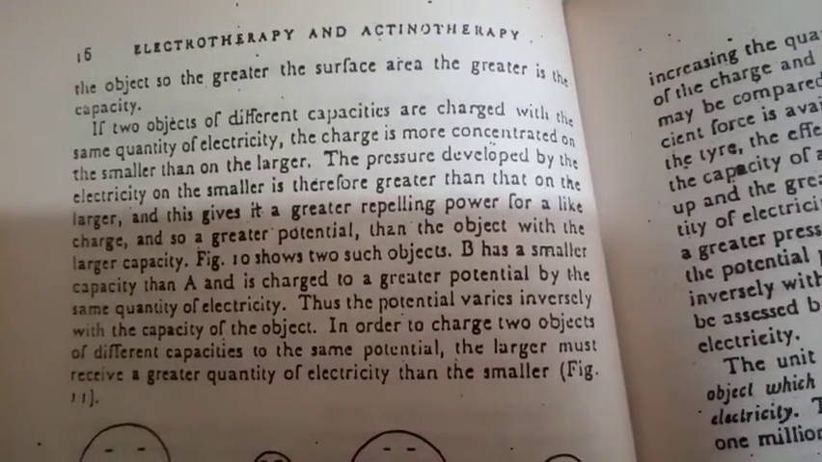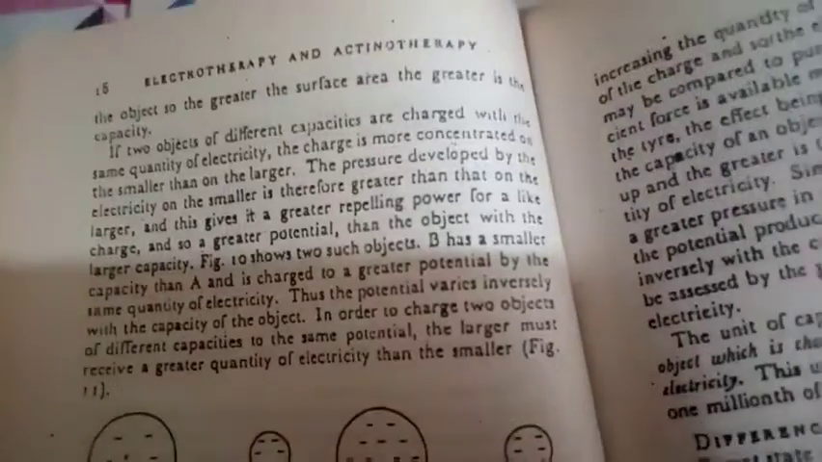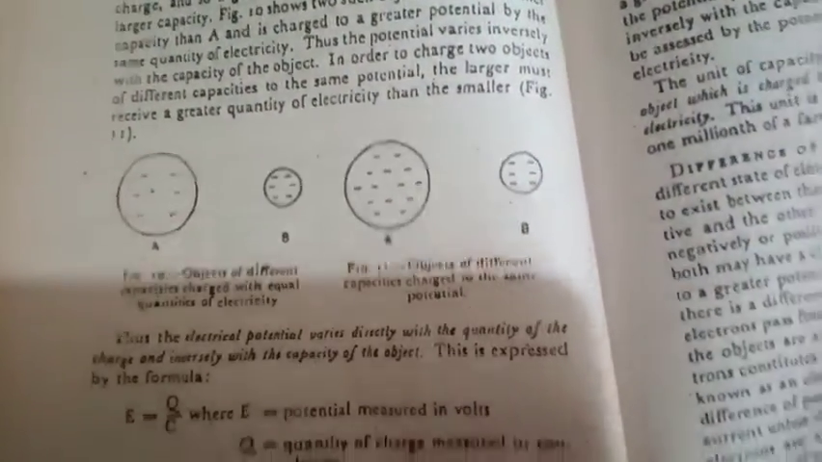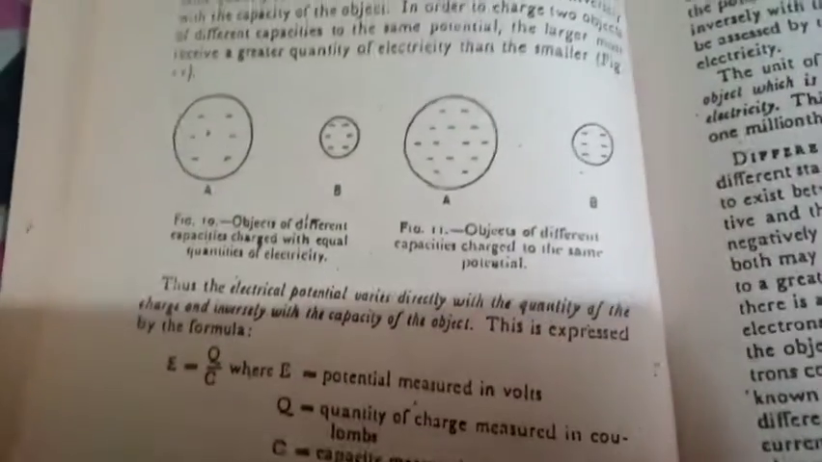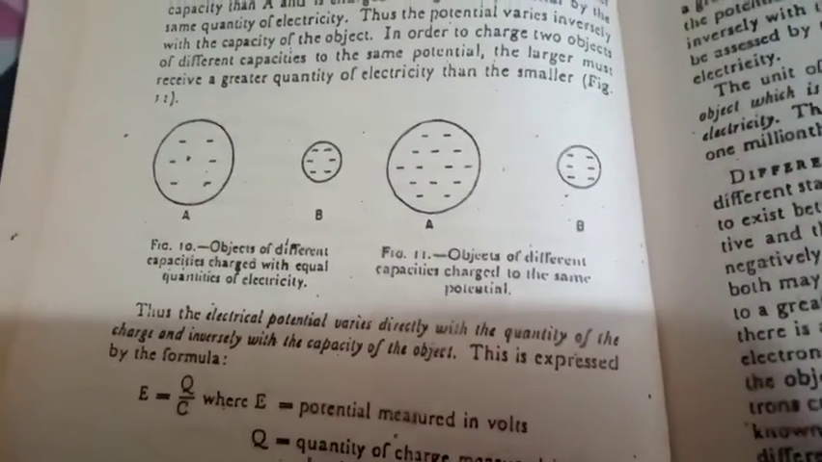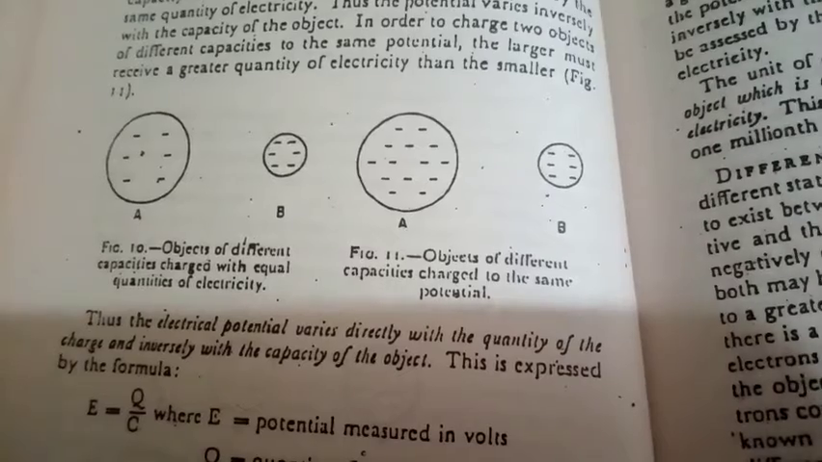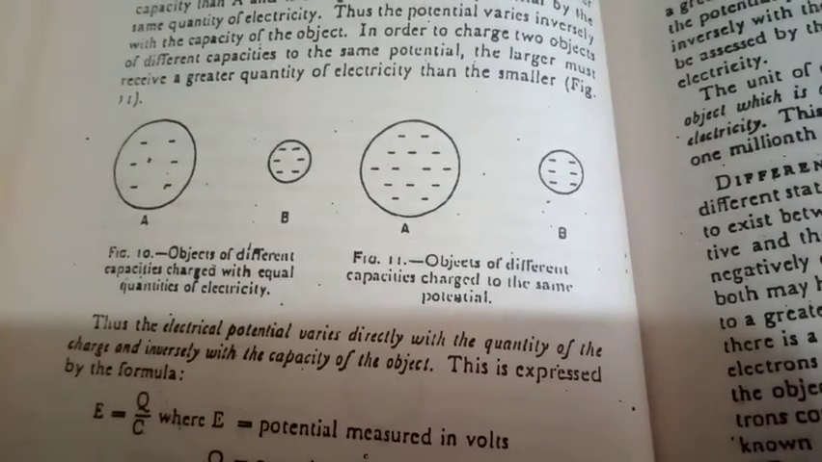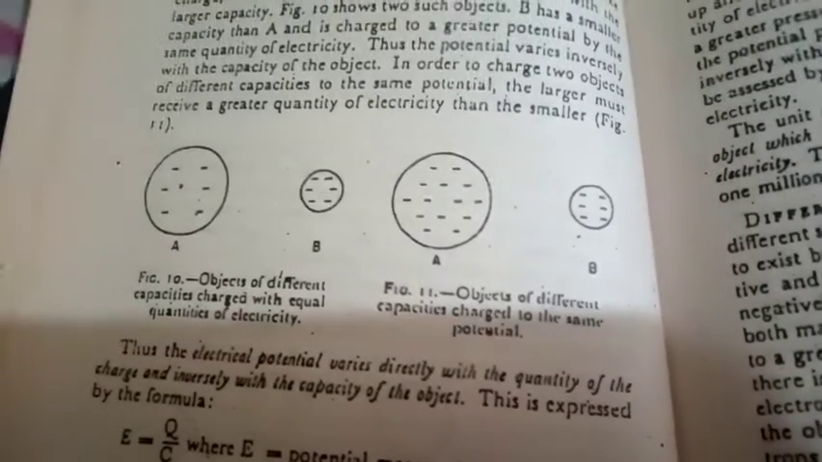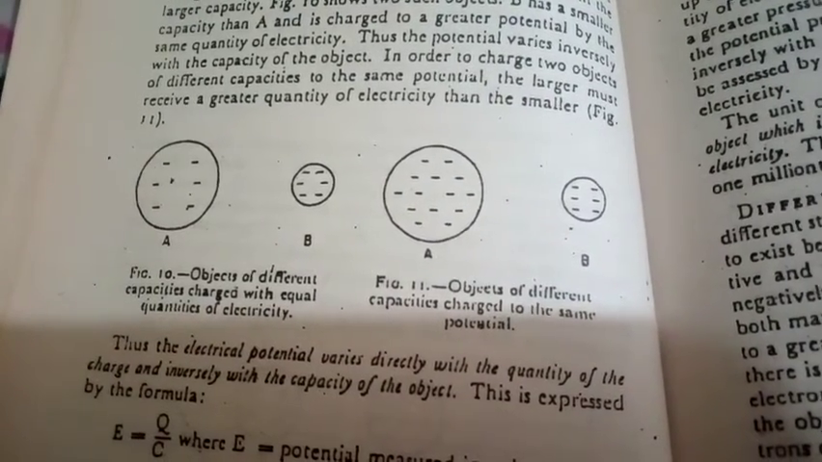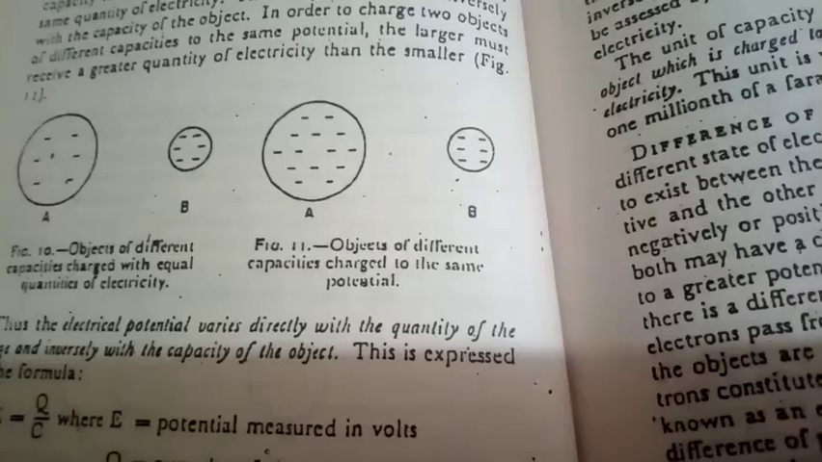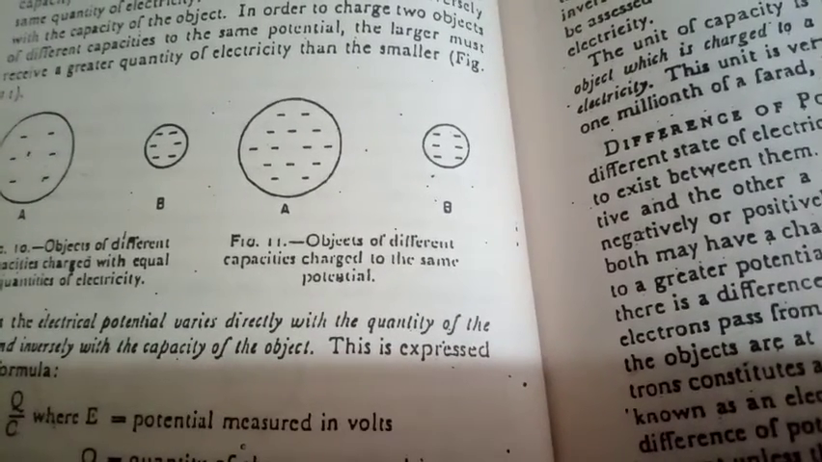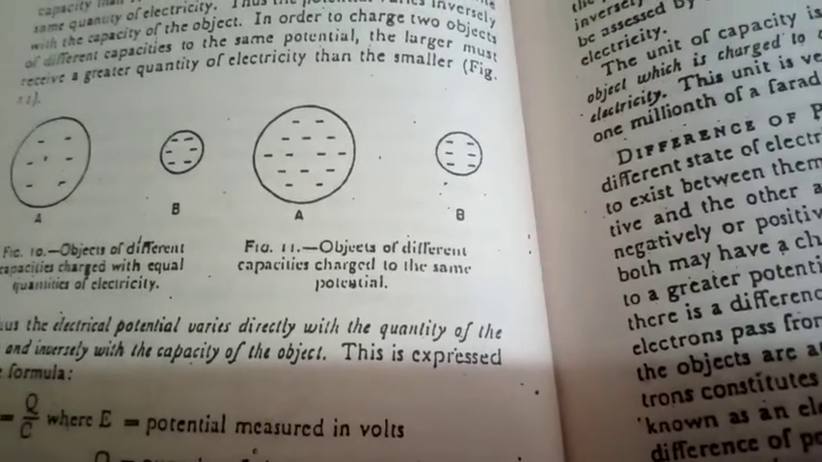In order to charge two objects of different capacity to the same potential, the larger must receive a greater quantity of electricity than the smaller. उसके बाद हमें यहाँ पर जो है डायग्राम में पता चल रहा है कि जो A और B है, फिगर 10 जो है इसमें है ऑब्जेक्ट ऑफ डिफरेंट कैपेसिटी चार्ज विद द इक्वल क्वांटिटी ऑफ इलेक्ट्रिसिटी. ठीक है, इनका साइज़ डिफरेंट है, लेकिन अगर चार्ज की बात करें दोनों में 6 है. लेकिन दूसरे में अगर हम बात करें ऑब्जेक्ट विद डिफरेंट कैपेसिटी चार्ज टू द सेम पोटेंशियल, अब कैपेसिटीज़ उनकी डिफरेंट हैं. अब A में साफ ज़ाहिर है ज़्यादा है और B में कम है.